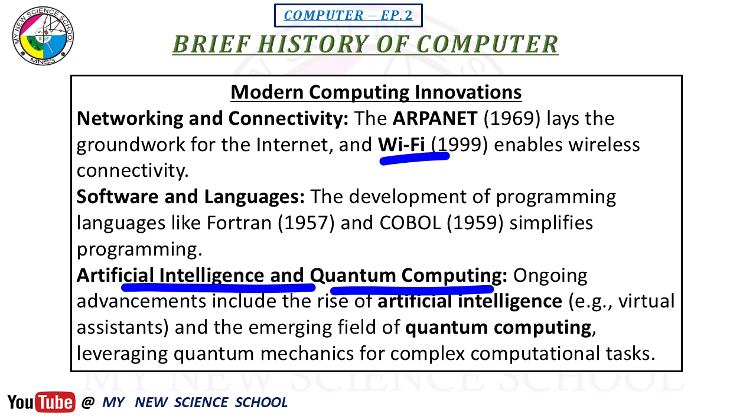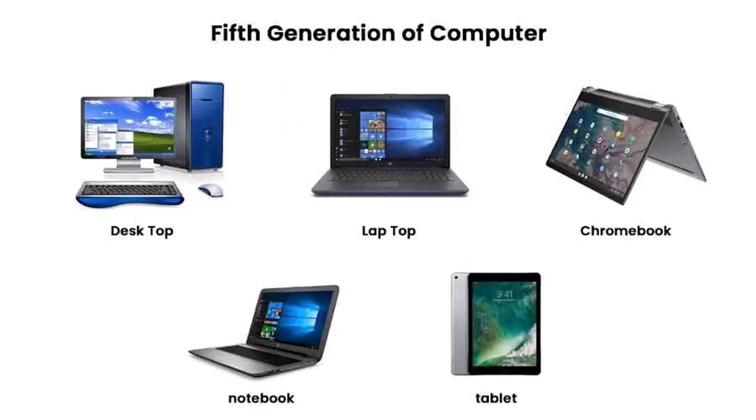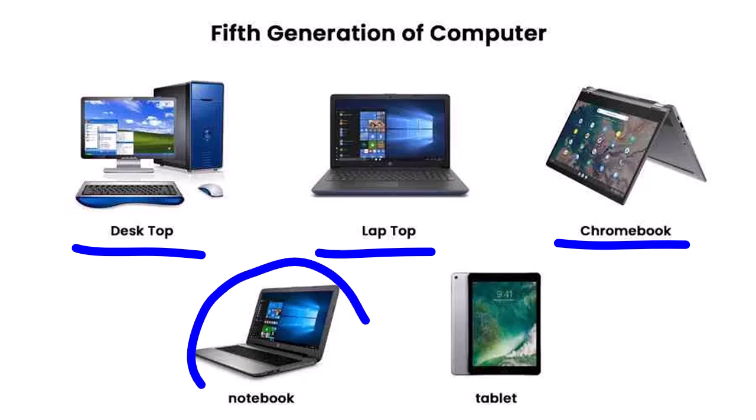So that's the reason we say we are in fifth generation computers, because AI, that is artificial intelligence, is still under development. So examples of devices that are currently used as fifth generation computers include these. We have desktop, we have laptop, we have Chromebook, then notebook, then tablet. These are devices that are currently being used as the fifth generation computers.